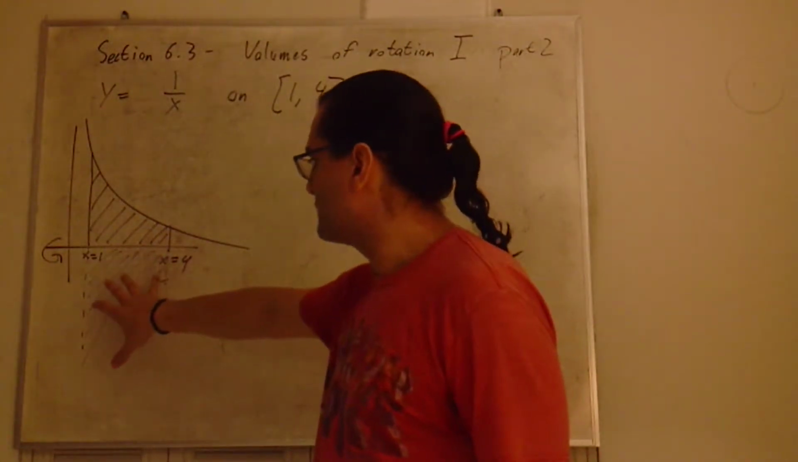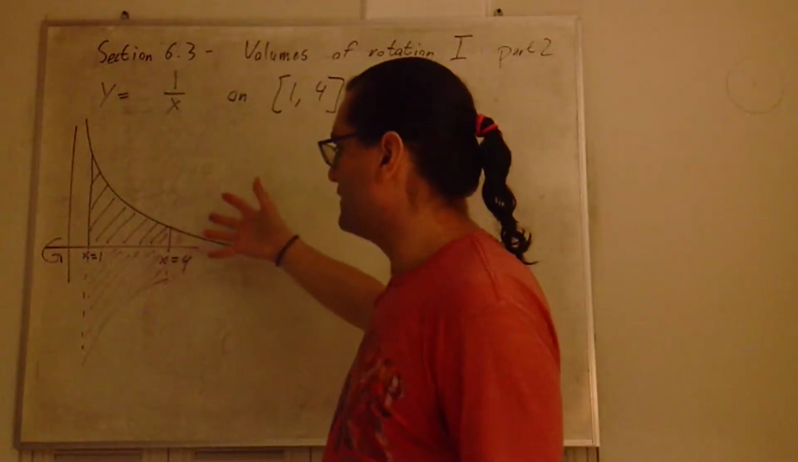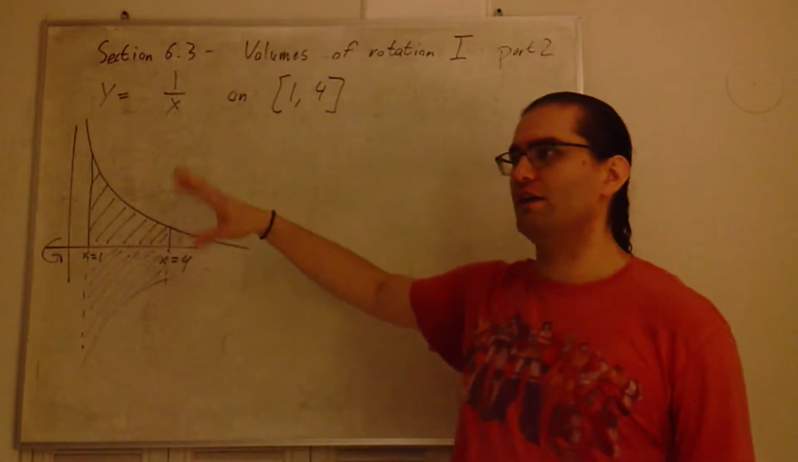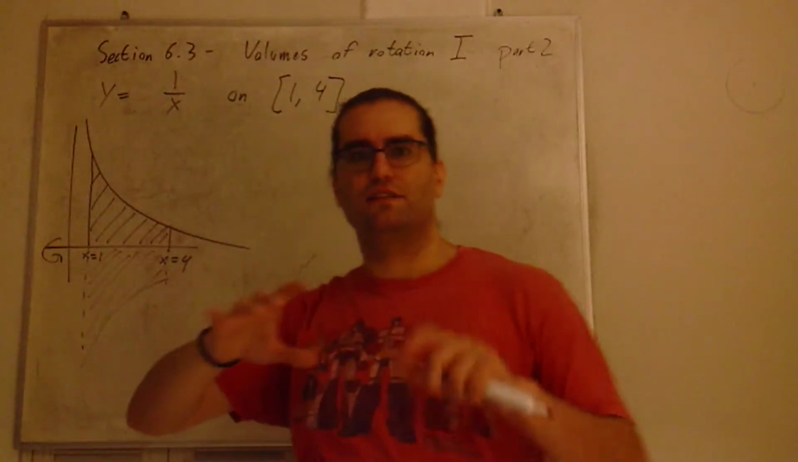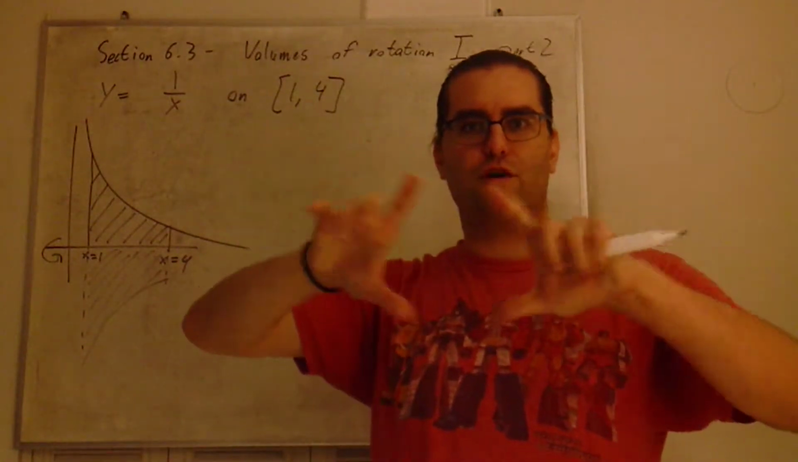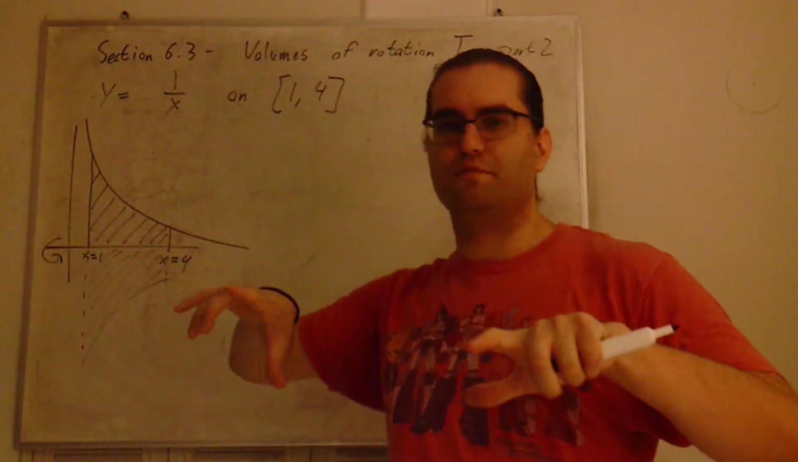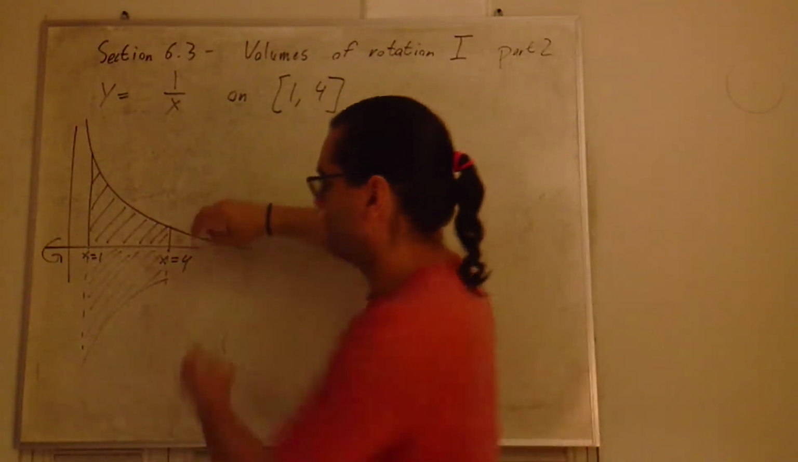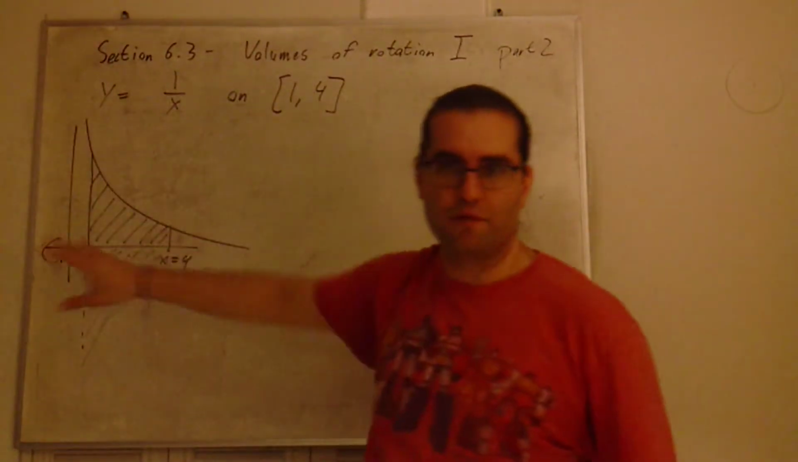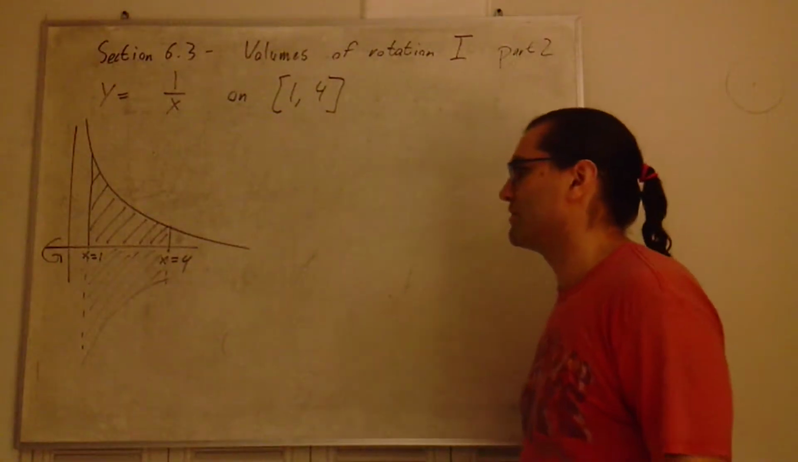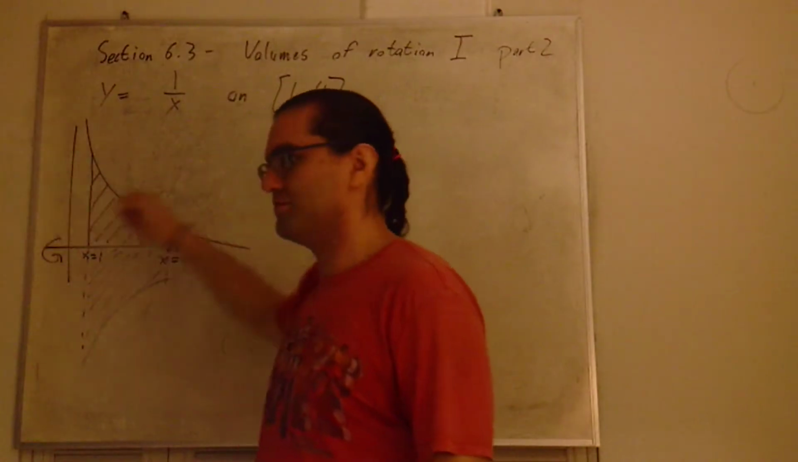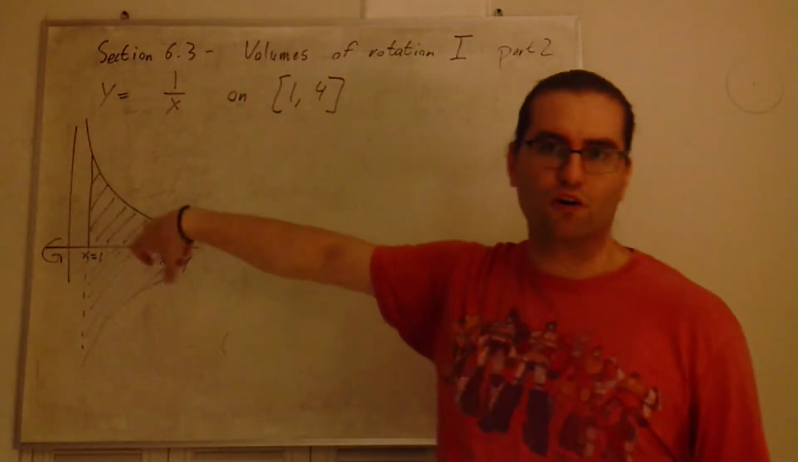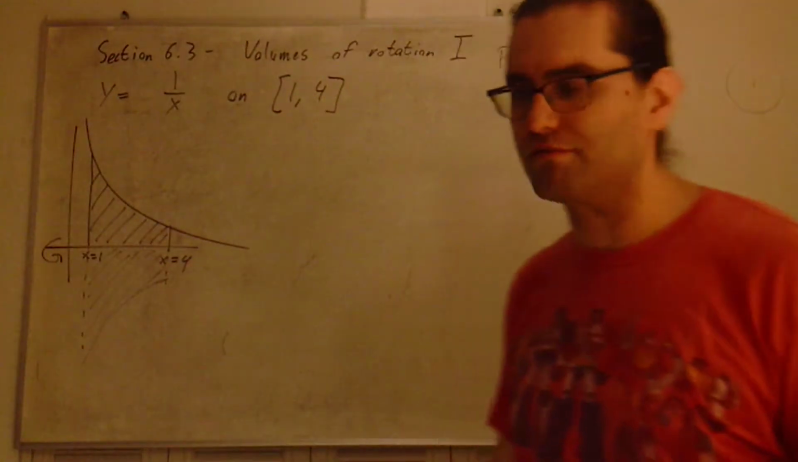So you get a shape that looks like this, and the 3D version of this, you can think of it like the bell of a trumpet, or pick your favorite brass instrument, like a trombone or whatever. This kind of flares at the end like the bell of a trombone. So we're going to find the volume of this horn, trumpet, trombone looking thing.